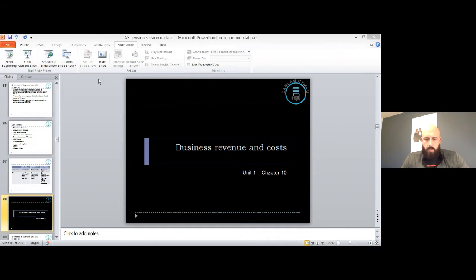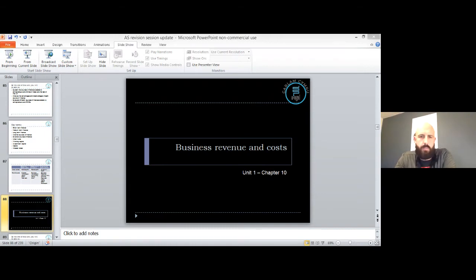Okay, so basically the point we got to last lesson was the final section of Unit 1, which was looking at business revenue and costs. The plan today is to try and get through as much of Unit 2 as humanly possible, so we'll crack on relatively quickly. There's so much to get through and we're running out of time a little bit, so I'm going to gloss over a few of the bits.